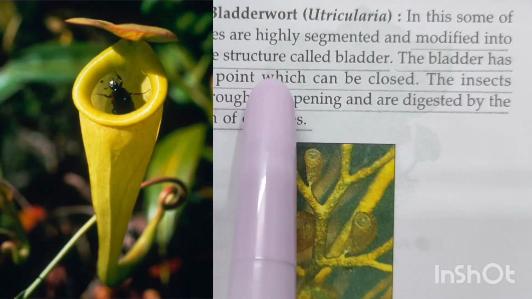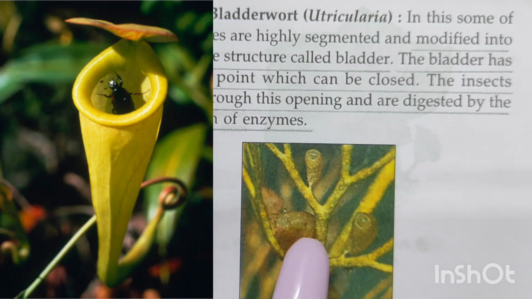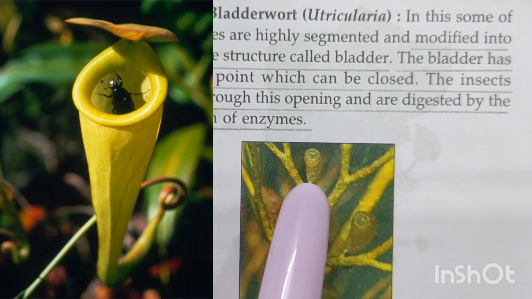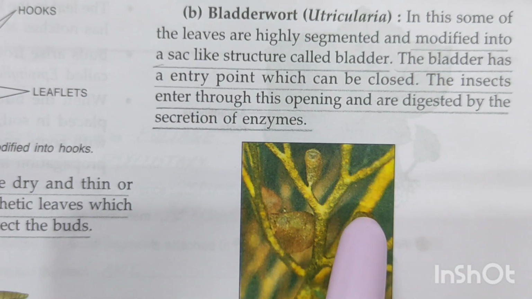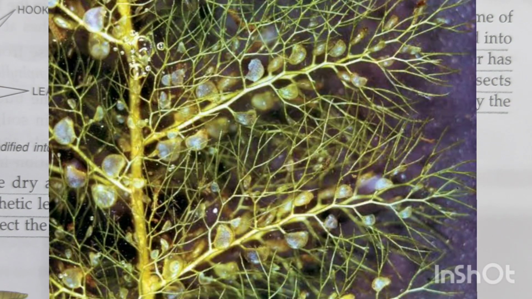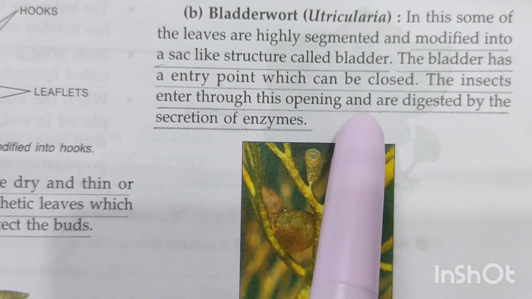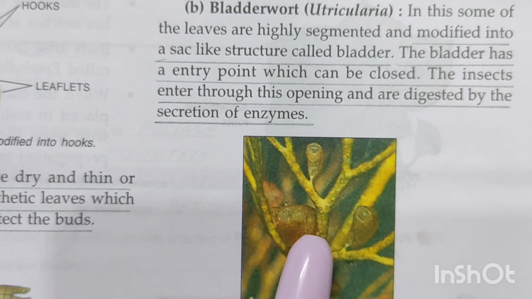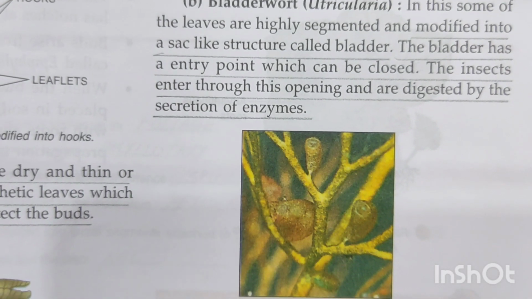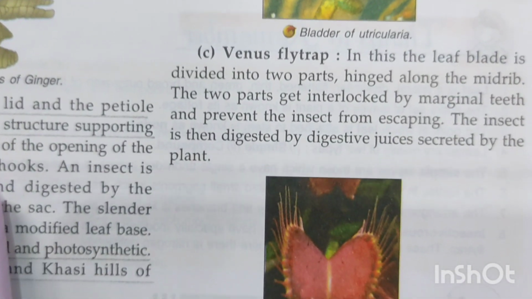In some plants, the leaf gets changed into a sac-like structure called a bladder. Now look at this sac-like structure. It gets changed into a bladder. The bladder has an entry point. Now over here, if you look at it very minutely, children, it has an opening on the top. So that is the opening through which the insect comes inside. The insect enters through this opening, and then it is digested inside the bladder. Once the insect gets inside, it is not allowed to move out, and then it slowly gets digested inside these bladders.